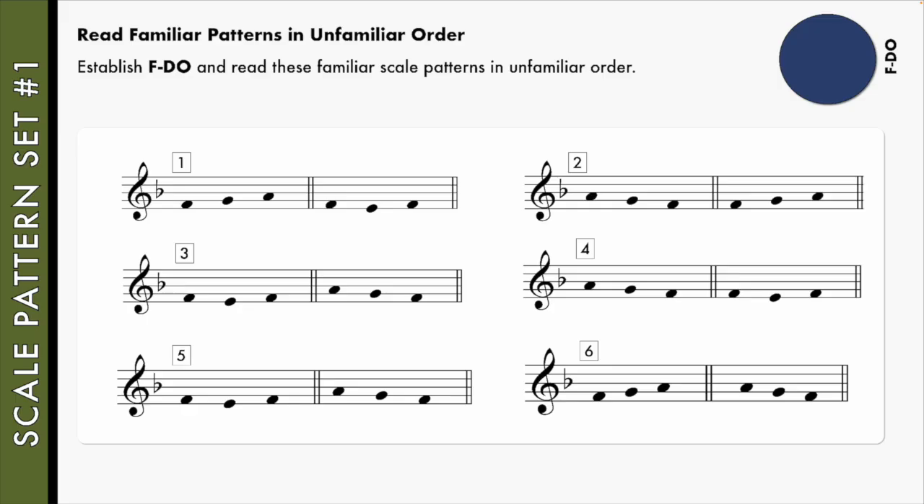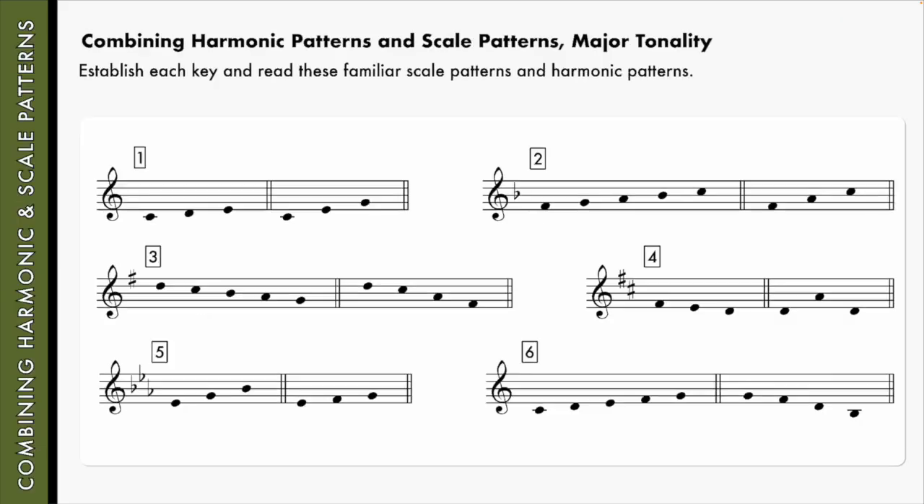Now here I am at symbolic association. Number 1 is do, re, mi, do, ti, do. Look at the notation and sing do, re, mi, do, ti, do. Continue on with these familiar scale patterns in unfamiliar order. And now we come to composite synthesis, combining of functions, combining harmonic patterns and scale patterns.